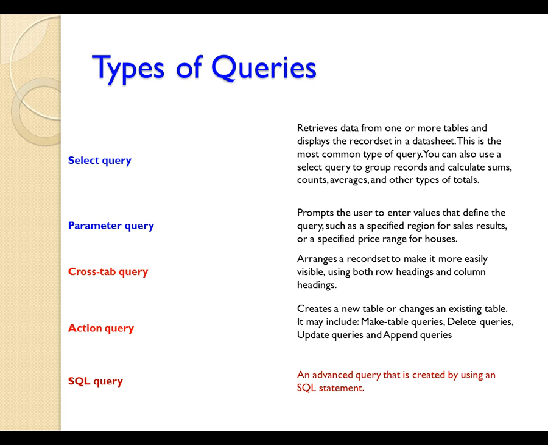Action query is an interesting one. It creates a new table or changes an existing table. So you can use a query to create a table. Did you know that? You can actually do a query to create a new table. For example, if we decide to set up a football club from this class, we could have a class database, then we could create another table for the football club, for those who are interested to play football. Mahbuba would be one of them.